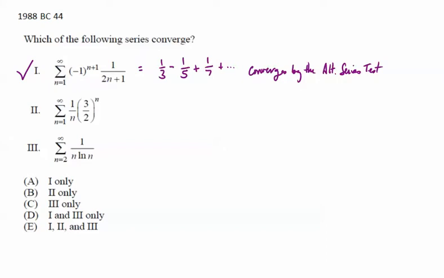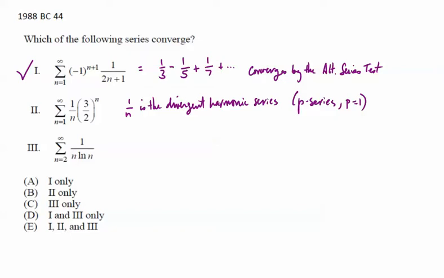Second, we have 1 over n times 3 over 2 to the n. Now, I'm not exactly sure what I would do for this one, except that I know that 1 over n is the divergent harmonic series. We could also say it's a p-series with p equal 1, so that diverges.